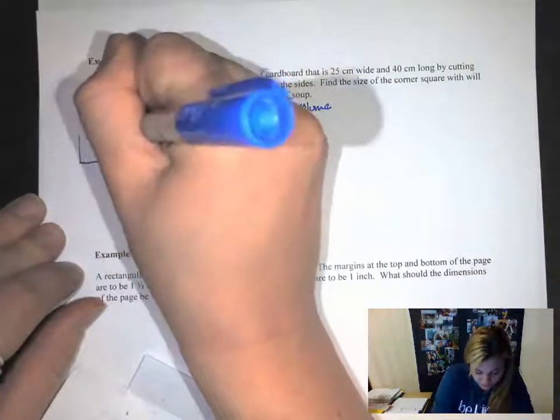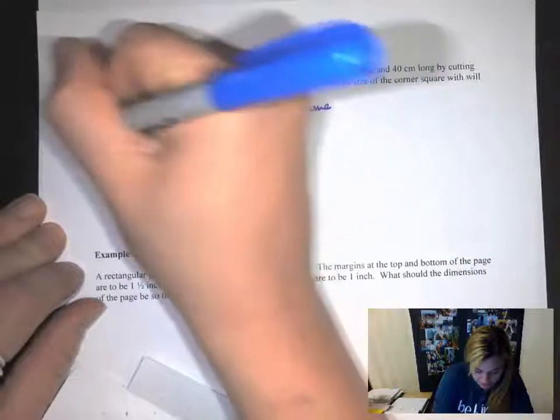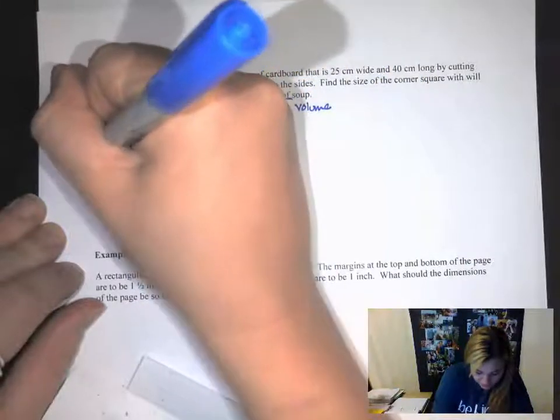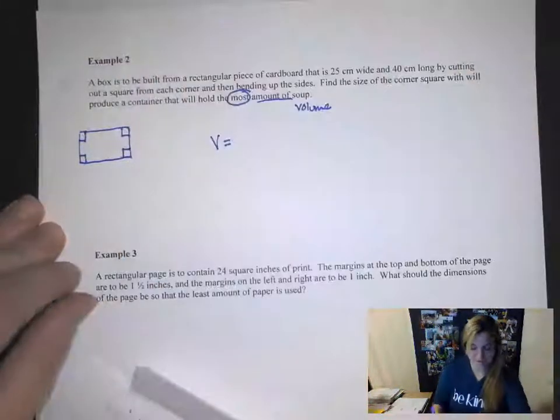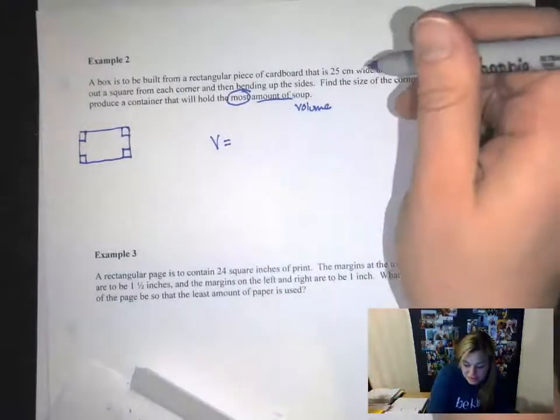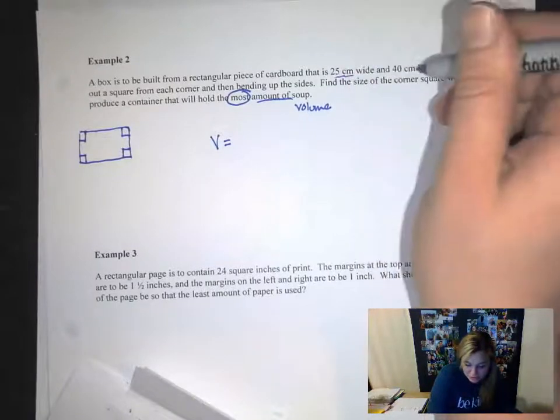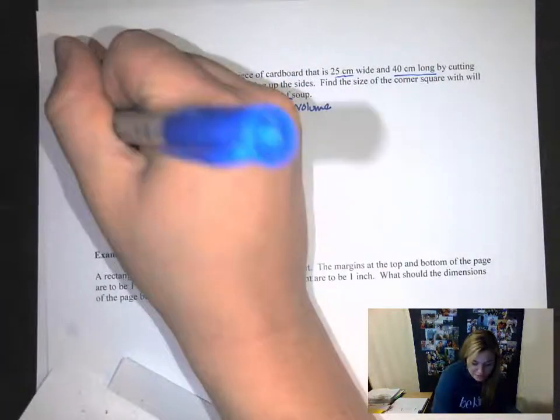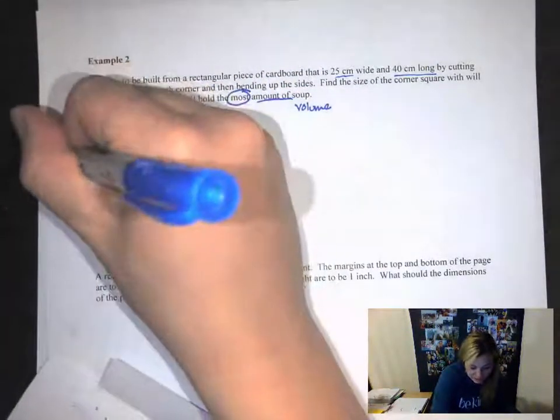So if I have a rectangle, and I cut out a square from each corner, I'm spending a lot of time on setup so that the problem itself becomes easier. And then I know that this was 25 centimeters wide and 40 centimeters long to begin with. So this entire side was 40 centimeters. This entire side was 25.